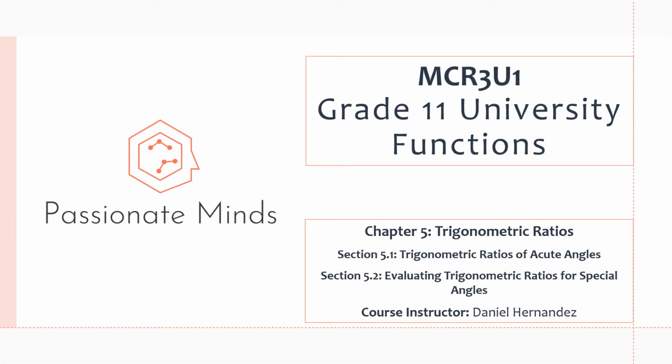Hello everyone, welcome back to another MCR3U1 video, and today we'll be starting chapter 5 regarding trigonometric ratios. Again, in this video we will cover the theory for sections 5.1 and 5.2, that being trigonometric ratios of acute angles, which is 5.1, and evaluating trigonometric ratios for special angles, which is section 5.2. In a later video, we will do some examples using what we learned in this video.